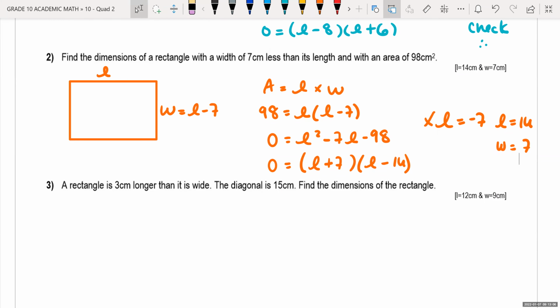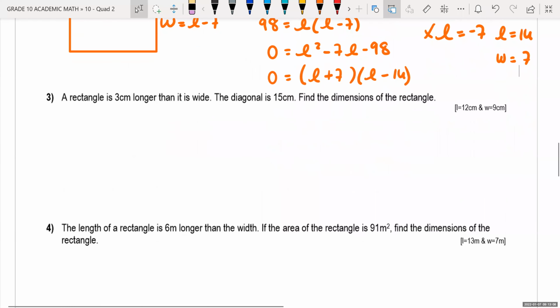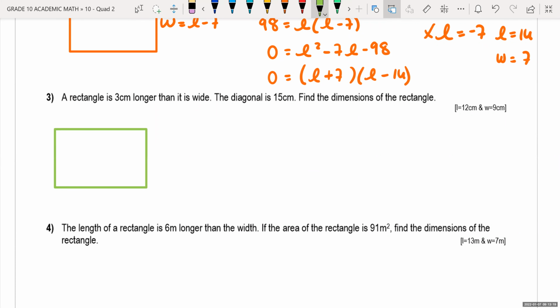Question number 3 says a rectangle is 3 centimeters longer than it is wide. The diagonal is 15 centimeters. Okay, so this looks a little bit different than the questions we've been doing because they now have something called the diagonal. And if you didn't know this, the diagonal is actually a line that crosses or cuts across the rectangle.